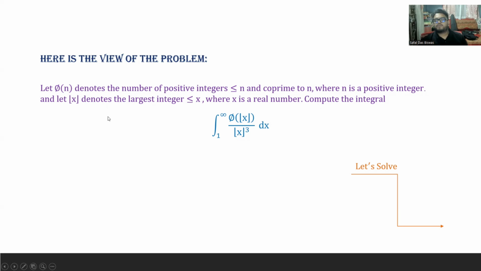That means, for example, box of 1.5 is 1, box of 2.5 is 2, box of 2.2 is also 2. What is box of pi? Box of pi is 3 because pi is 3.14 something dot dot dot. So box of pi, that means the greatest integer lesser than or equal to pi, is 3, right? That's the explanation of the box function.